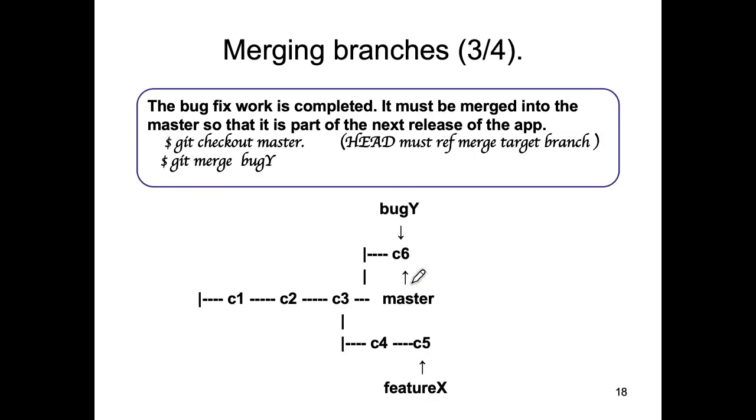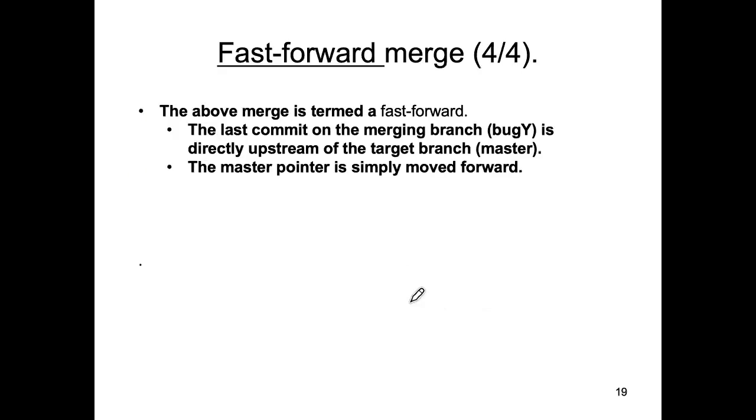This is what my repository now looks like. Okay, I've left HEAD out, but HEAD would be pointing at master because I did a git checkout of master here, so HEAD would have to be pointing at that. So as I mentioned, that particular merge is referred to as a fast forward, and a fast forward arises when the branch that's being merged into the master is directly upstream of the master, which it was in this case.